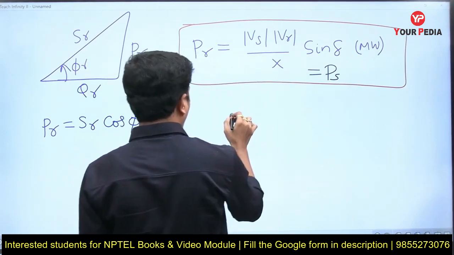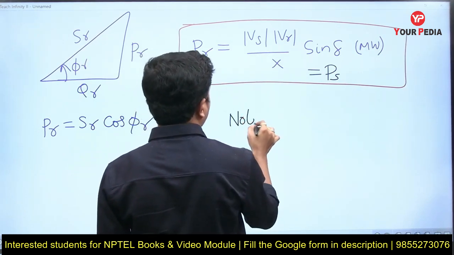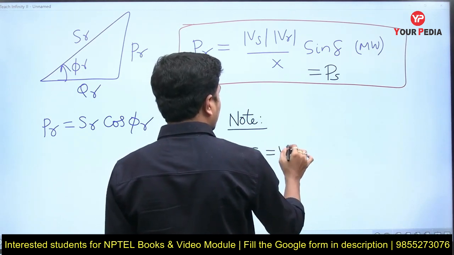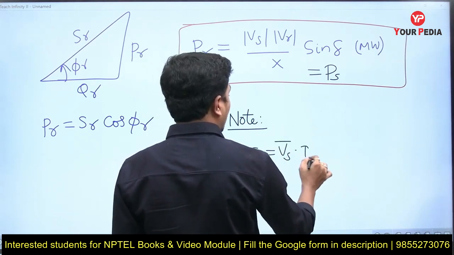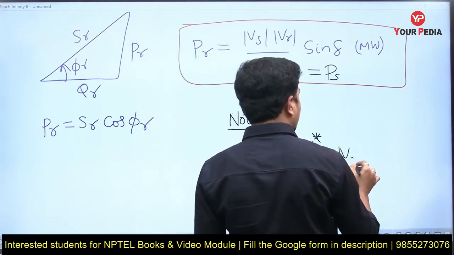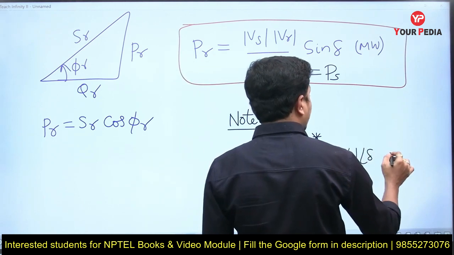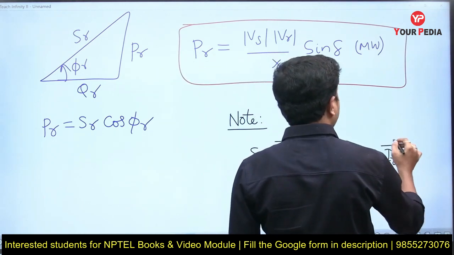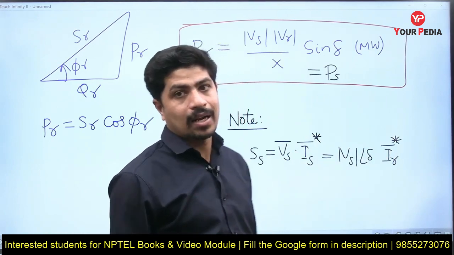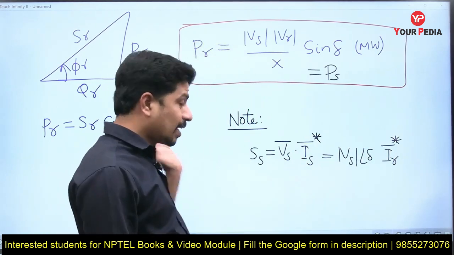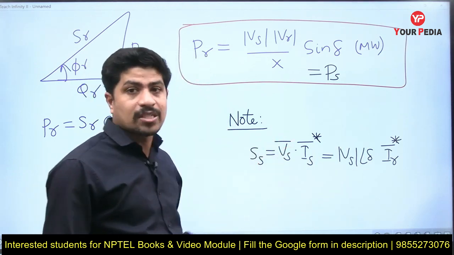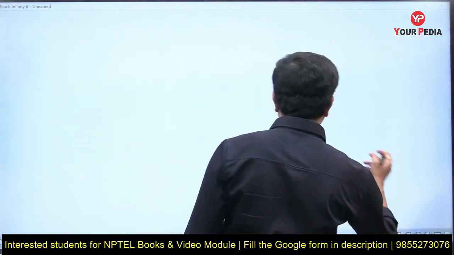So I am giving a note here on how to find PS. First, for that you have to find SS. What is SS? Same, VS into IS conjugate. What is VS? Mod VS at an angle delta. What is IS? IS is equal to IR, we already have IR. Put here, get the triangle. From that, apply cos, you are going to get PS also, same as this.